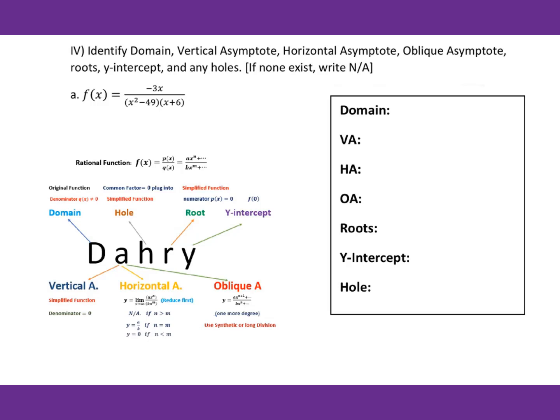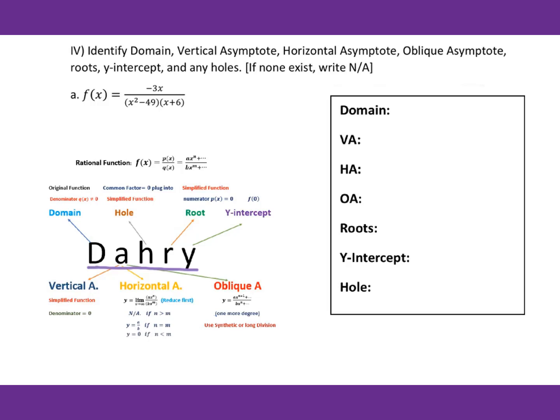Let's continue with the final review. For number 4, identify the domain, vertical asymptote line, horizontal asymptote, oblique asymptote, roots, y-intercept, and any holes in the rational function. For a rational function, we have a diagram. Use this diagram to figure out different properties of a rational function.